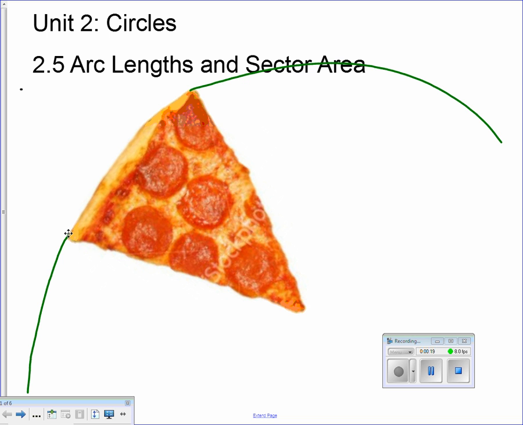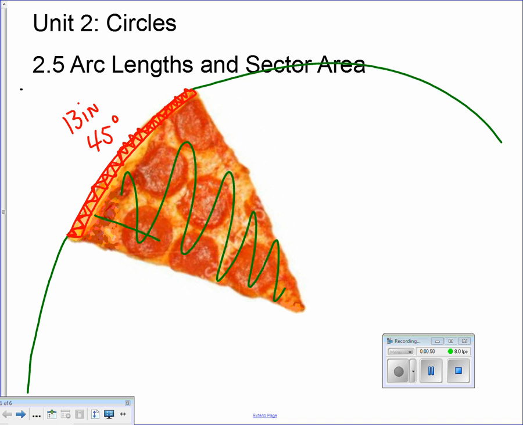And so what we're going to be looking at is what is the physical length of this crust? Now we've talked about the measure of it, and the unit of measure that we use there is degrees. So that might be, let's say, a 45 degree arc there. But what we want to do is be looking at it and seeing if it's like 13 inches long or not. Okay, and we also want to know what's the area of the pizza, the entire area. You know, how many squares does it take to cover this thing?